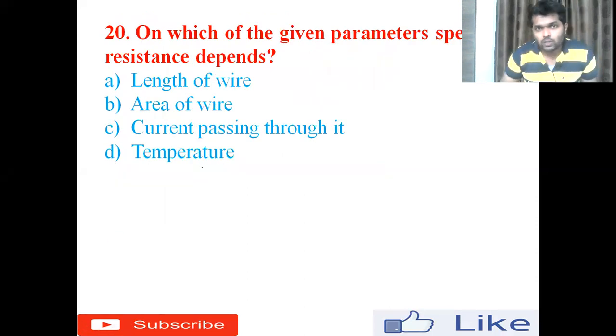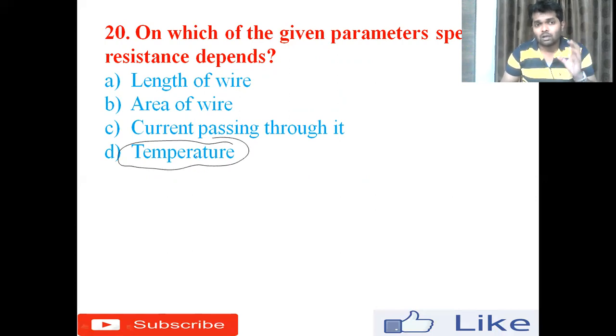20th one, on which of the given parameters does specific resistance depend? Option A, length of the wire. Option B, area of wire. Option C, current passing through it. Option D, temperature. So the specific resistance basically depends on the temperature of the given material. Remember, when temperature increases, even the resistance will vary. So the right answer for this question is option D.